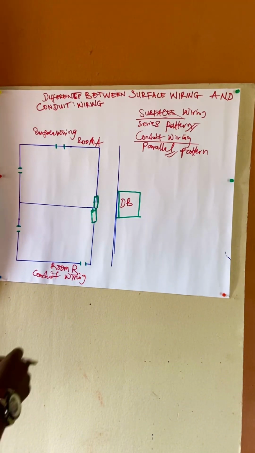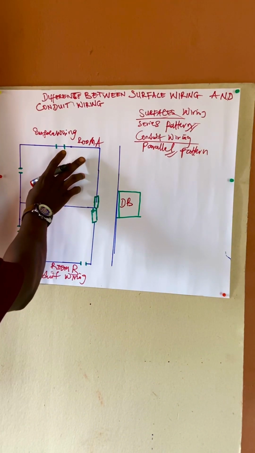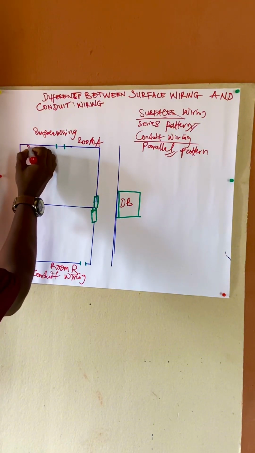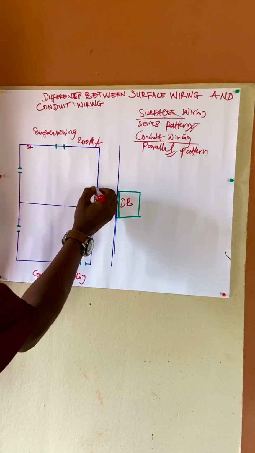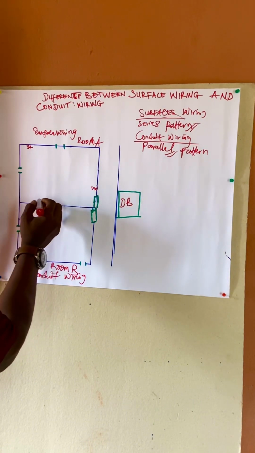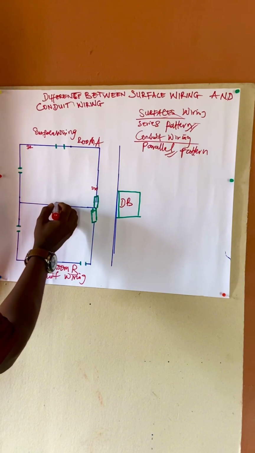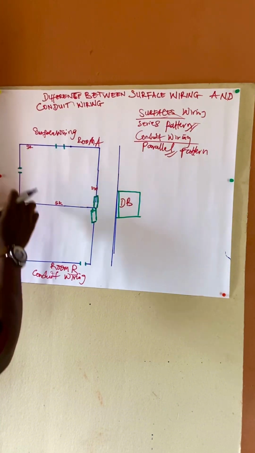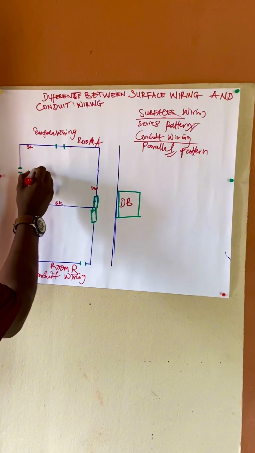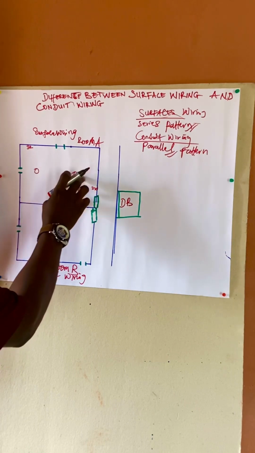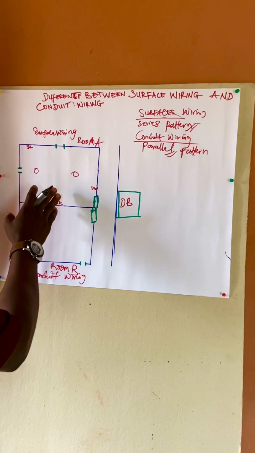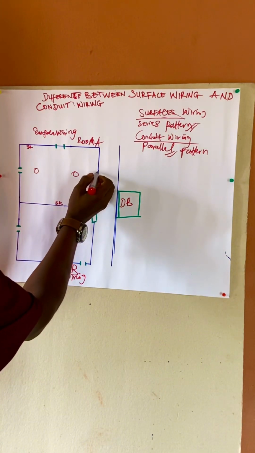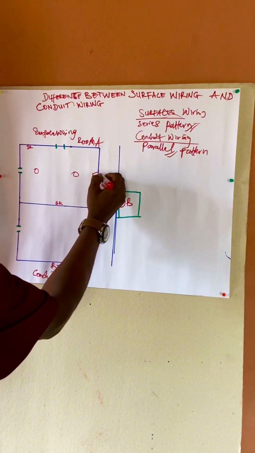So let's proceed. In this room A, to run surface wiring, let's assume there is a socket here, and here is the entrance, and there is a switch, and there is another socket here, making two sockets in this room, and we have two lights in the ceiling. So in surface wiring, what you are going to do here is simply introduce a junction box.